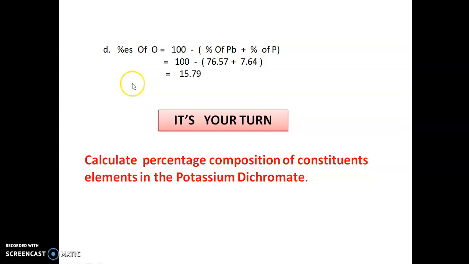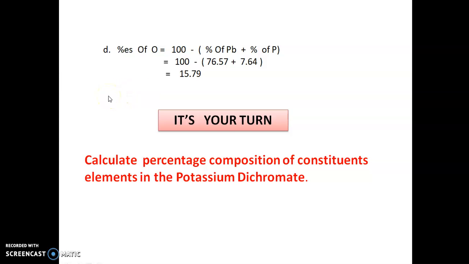And the last one is the percentage of oxygen. So 100 minus the percentage of lead plus the percentage of phosphorus. So 100 minus the percentage of lead, which is 76.57, and the percentage of phosphorus, which is 7.64. So it comes out to be 15.79.